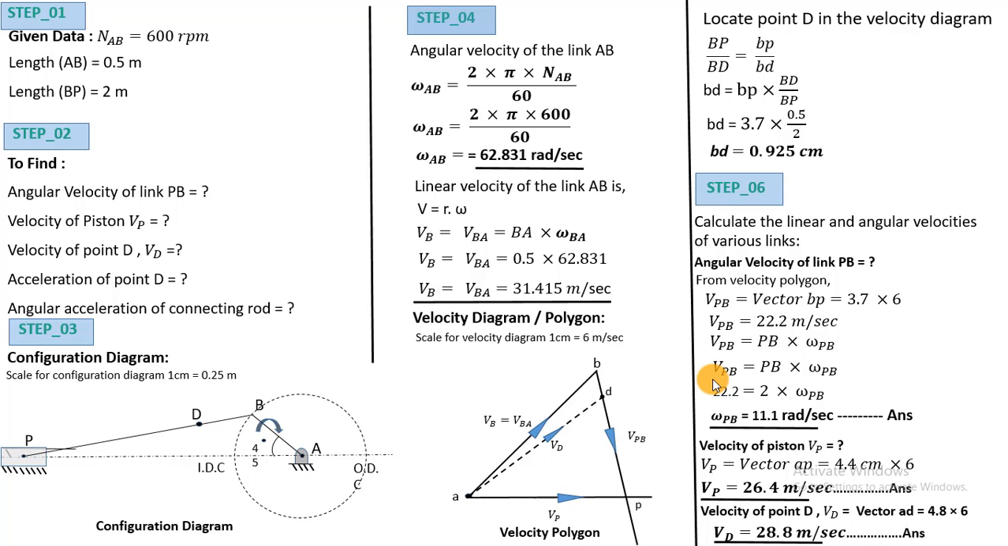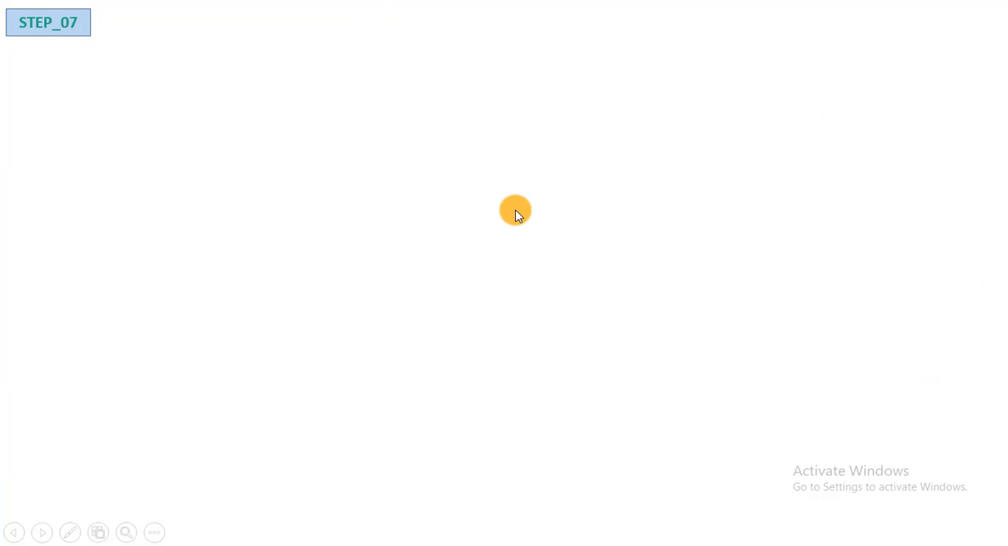Now what are we left with? We are left with the acceleration of the point D and the angular acceleration of the connecting rod. So once we complete the velocity polygon, and if the acceleration is asked, we have to proceed further for the acceleration analysis. So let's start with the acceleration diagram.